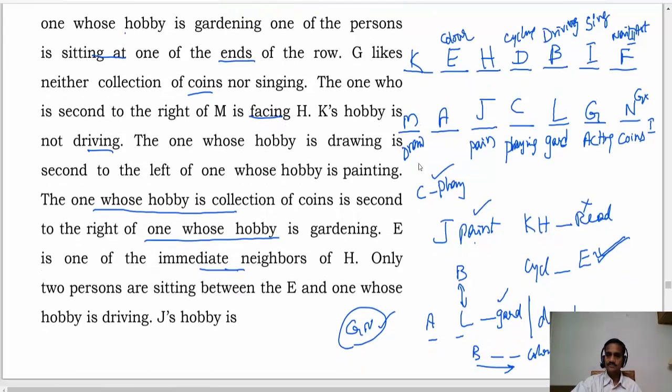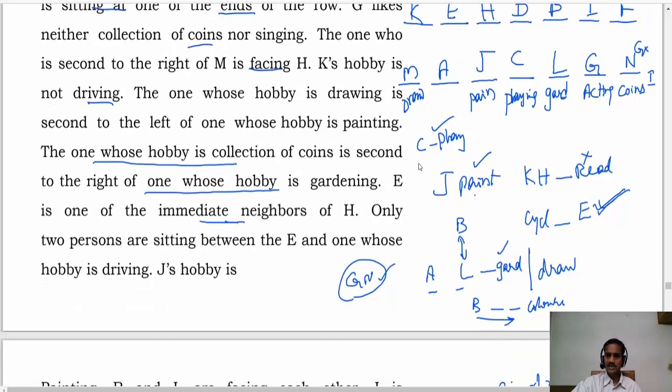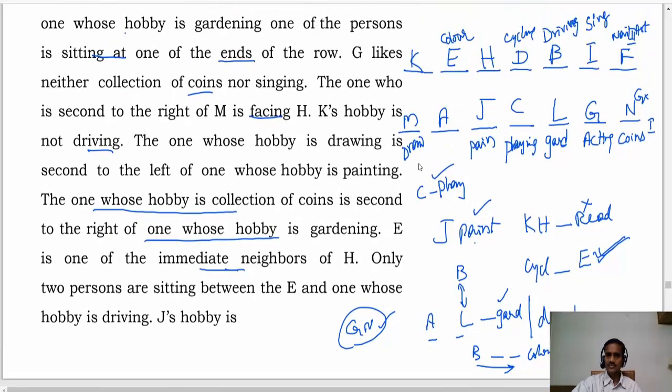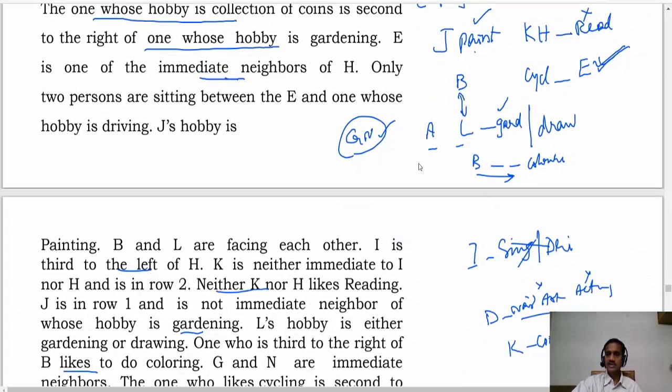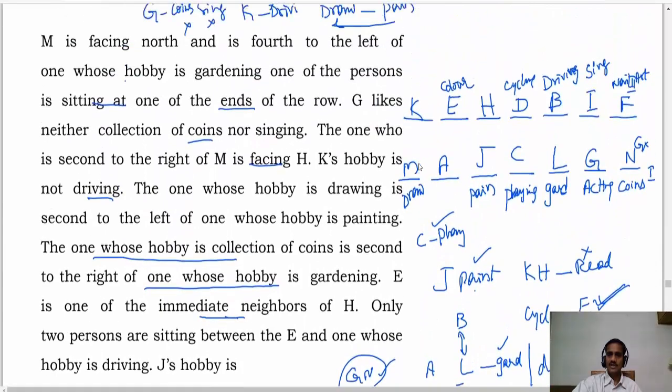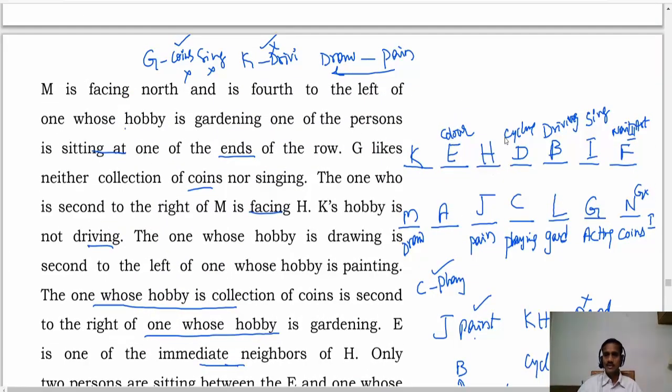And next one, A and L, G and N, B coloring, cycling are done. Now we have to find out K, A and H. We need information about K, A, H. K is not cooking, he said. As K is not cooking, now A and H. What must be there in A and H, tell me. A and H. Any information regarding these two?